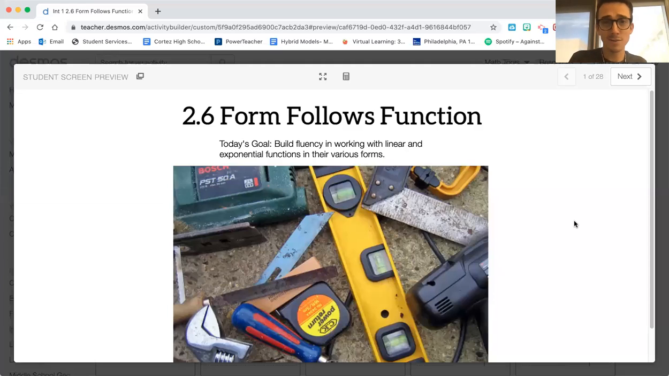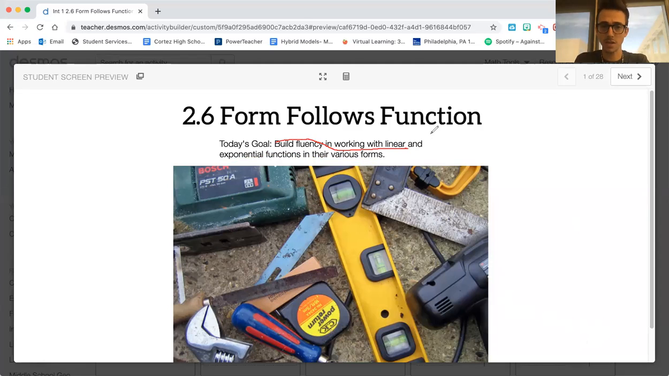It's the final countdown for Module 2, dealing with 2.6. Form follows function. What's going on here? What's cracking? What's good with it? We're building fluency in working with linear and exponential functions in their various forms.